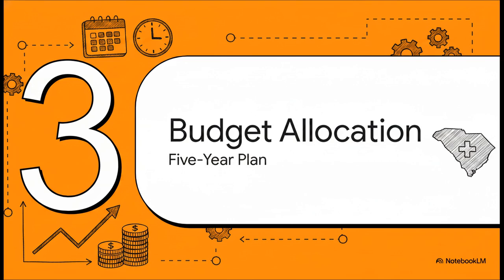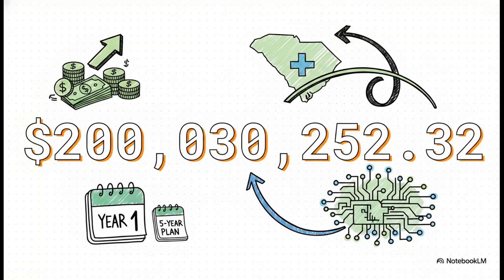Section 3 covers the 5-year budget allocation. For Year 1, South Carolina's award amount is exactly $200,030,252.32. This represents just the first tranche of what the state requested, a 5-year, $1 billion total federal investment aimed entirely at modernizing rural healthcare infrastructure.